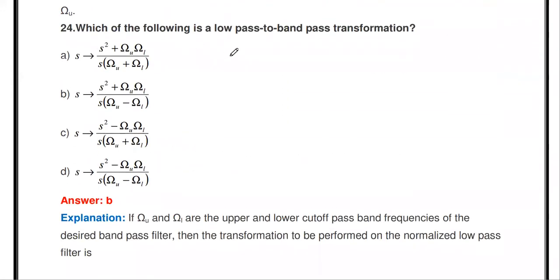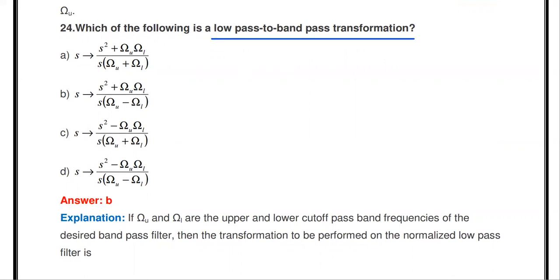Then the next one: which of the following is a low pass to band pass transformation? If you want to convert low pass to a band pass filter, which transformation do we use? B is the answer. These formulas you just remember; make a table and remember them.